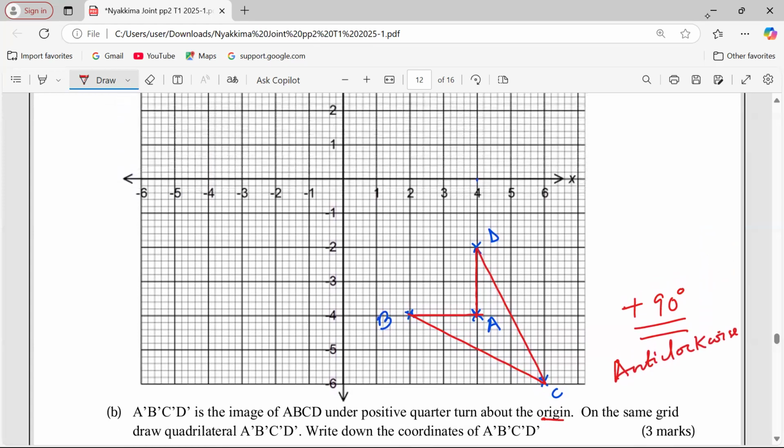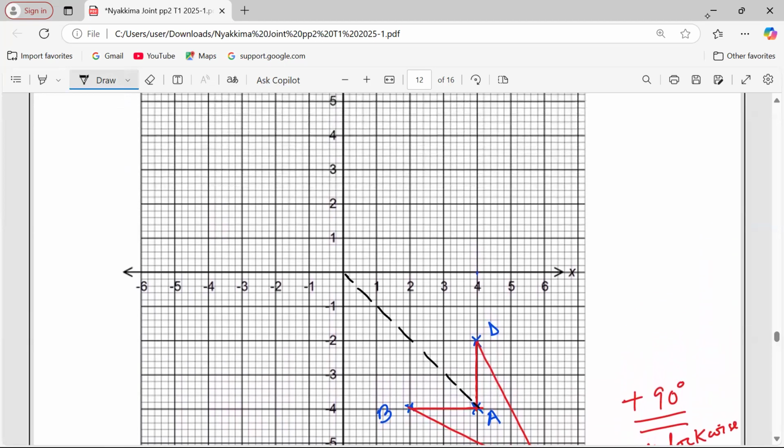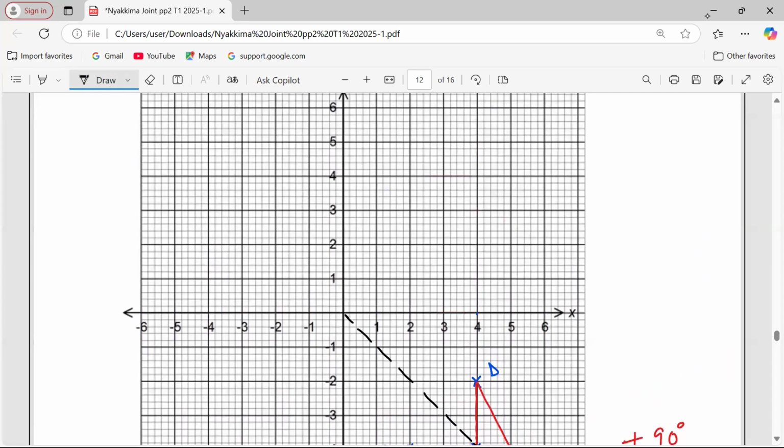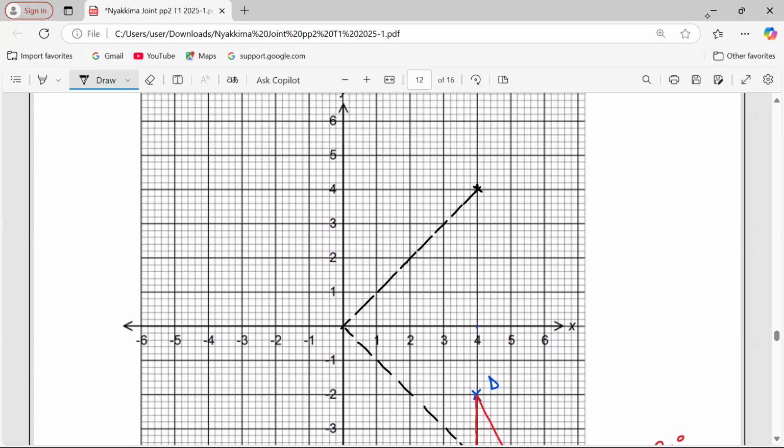We're supposed to connect every coordinate to the center of rotation. Then we measure 90 degrees in the anti-clockwise direction. Therefore, we connect A to the center, then we measure 90 degrees and an equal distance on that side. An equal distance will take us to a point like this, and we will have arrived at A prime.